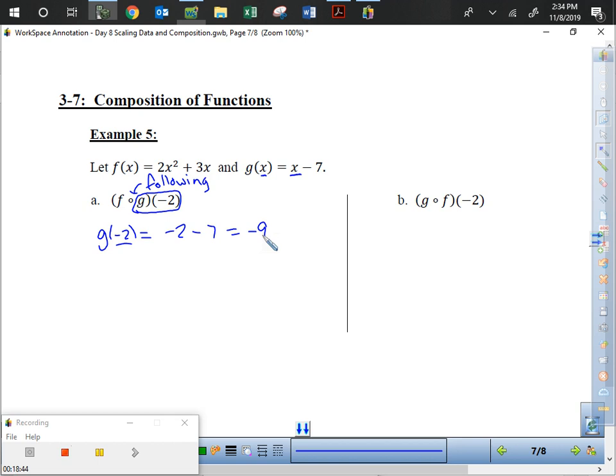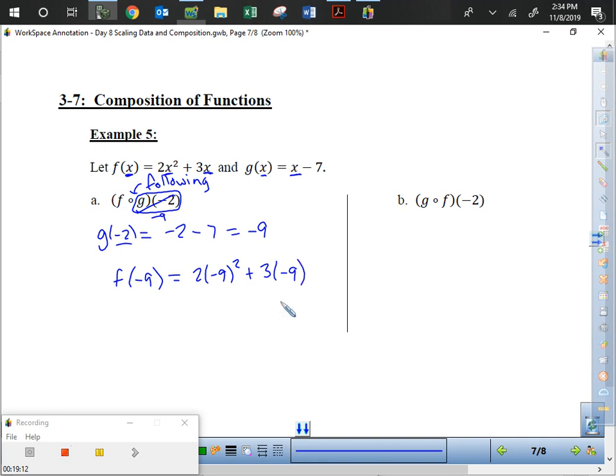Now what we just said is this whole thing is -9. So now we do F of what's left, that -9. So now we're looking at the F function, and instead of X we have -9, so everywhere we see an X we put -9. So 2 times -9 squared plus 3 times -9.